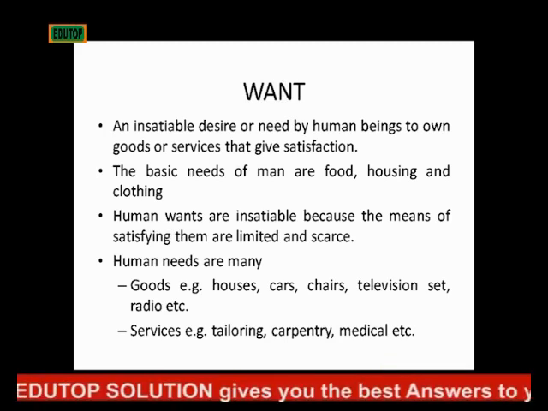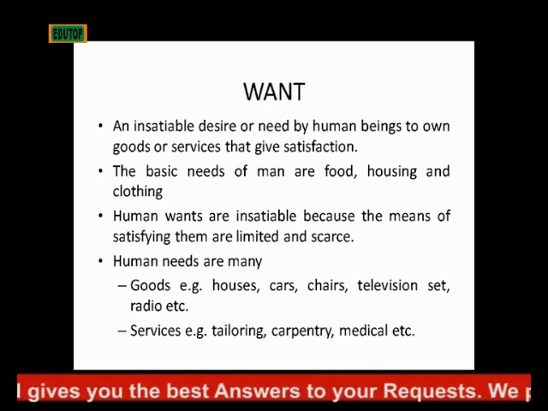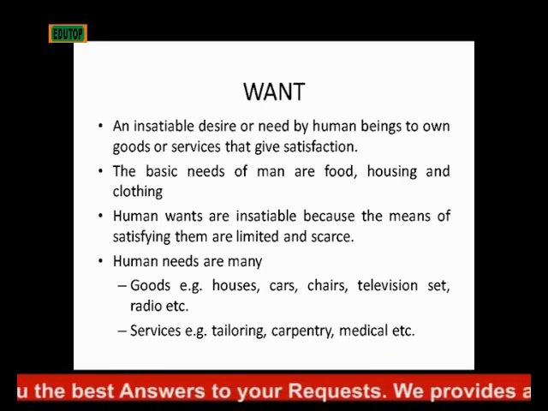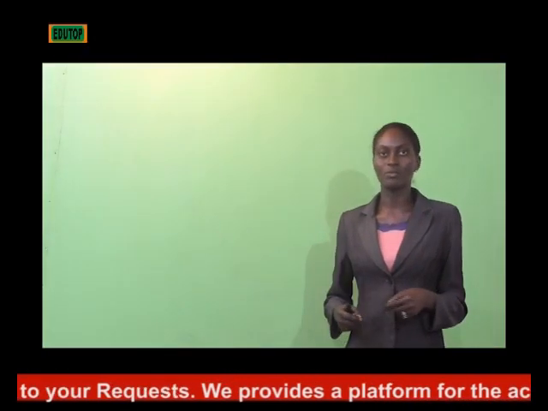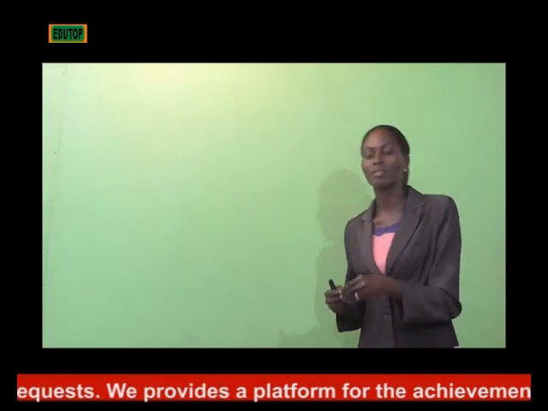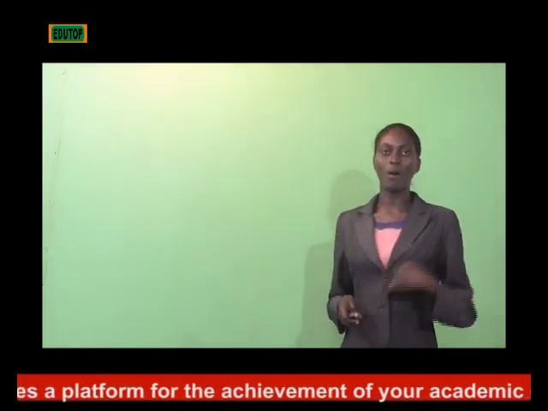Then we have services. Services such as tailoring, carpentry, medical, teaching, and all that. Those are the services. Oh, I want to sew my clothes, I want to mend my shoes, I want to make this, I want to make that. Those are services. That is that about want.